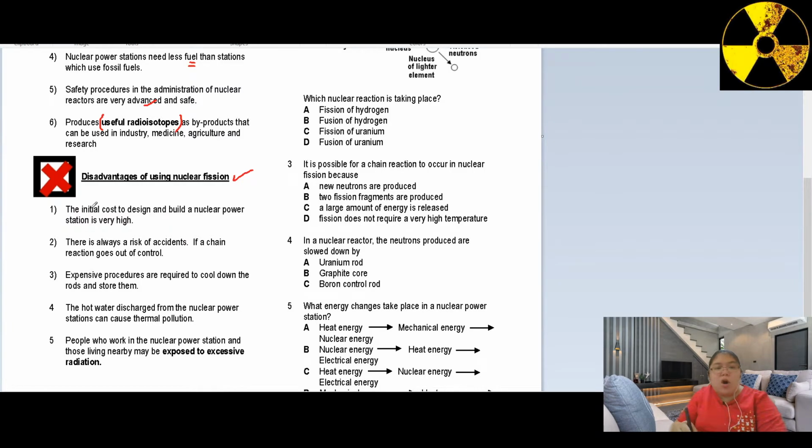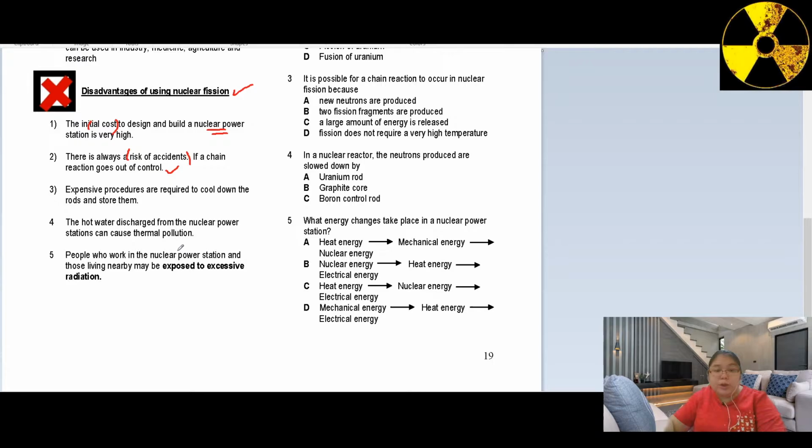First, the cost must be high, because you want to build a nuclear power station. Number 2, risk of accident if the chain reaction cannot be controlled. Remember, just like I told you, if it cannot be controlled, it becomes a nuclear bomb. Number 3, it is expensive, required to cool down the rod. Just now the boron rod, is it? You want to cool it down, it is expensive. You want to use a procedure to cool down.